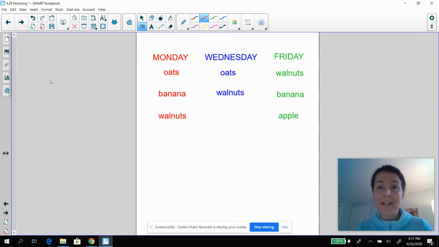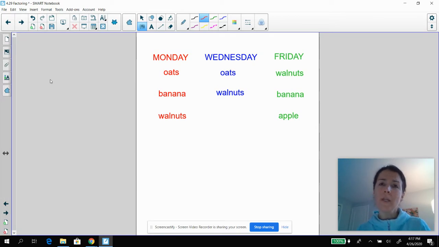So here's a little example. I didn't feel really well after breakfast on Monday, Wednesday, and Friday. And so I decided to write down all the stuff that I ate for breakfast those days. So Monday I ate oats, banana, and walnuts. Wednesday I ate oats and walnuts, and Friday I had walnuts, banana, and an apple.